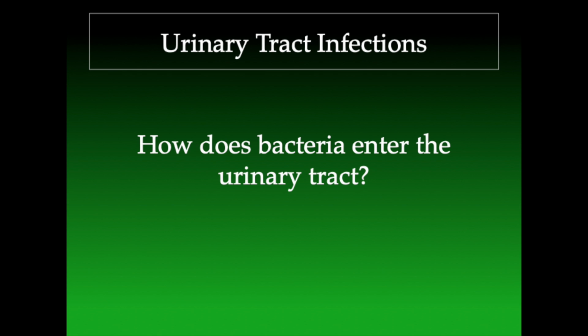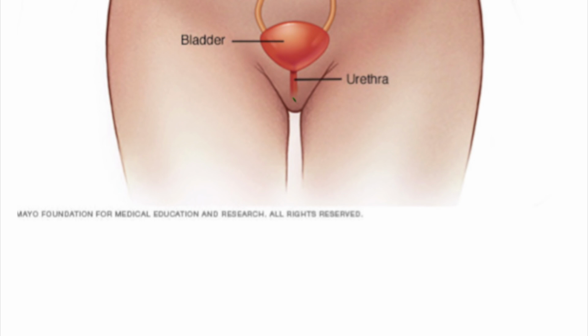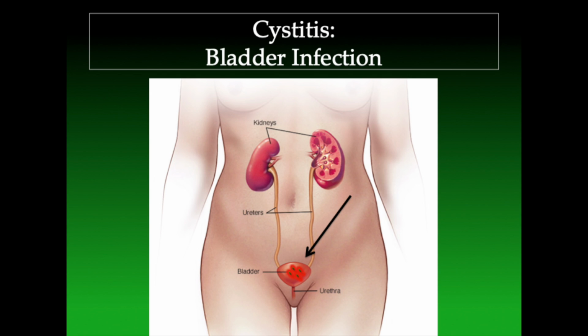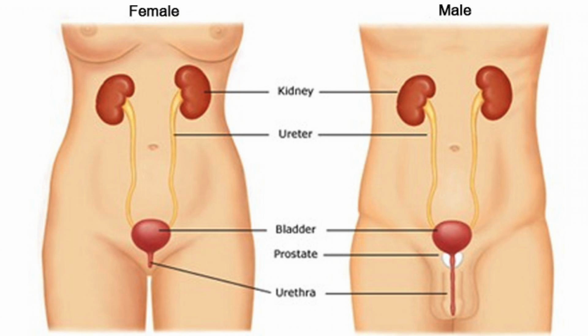So, how does bacteria enter the urinary tract? One way is for bacteria residing along membranes of the urethra to travel up to the bladder. Sometimes, but not as often, bacteria travels down the ureters into the bladder. This type of UTI is called cystitis, or infection of the bladder. Cystitis happens more often in women than in men.